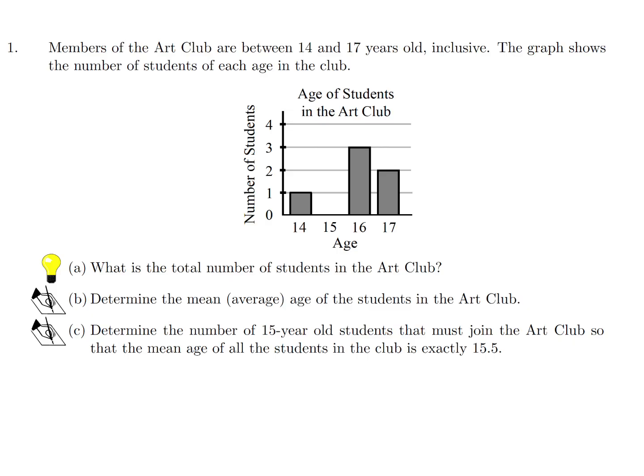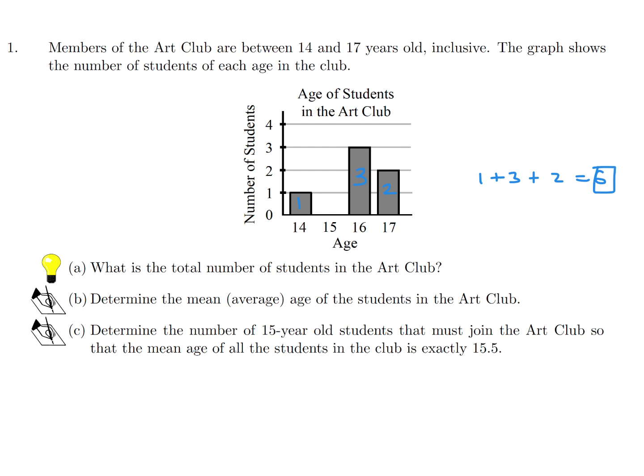Members of the art club are between 14 and 17. The graph shows the number of students of each age in the club. What is the total number of students? Okay, well, it looks to me like at 14 there's 1, at 16 there's 3, and at 17 there's 2. So 1 plus 3 plus 2, which is 6.